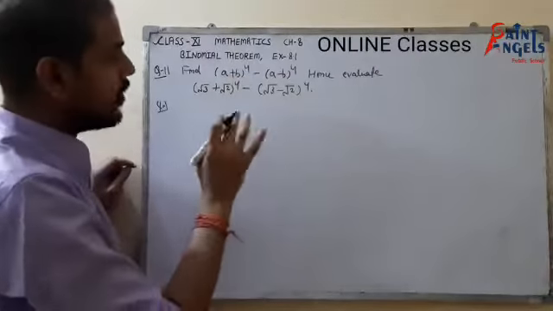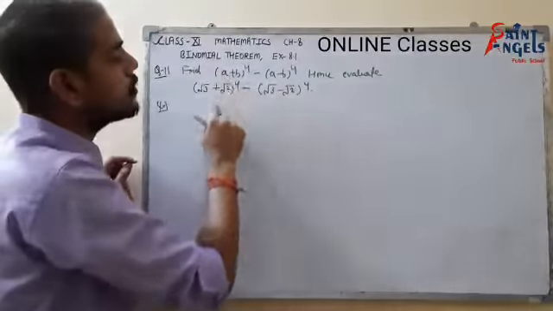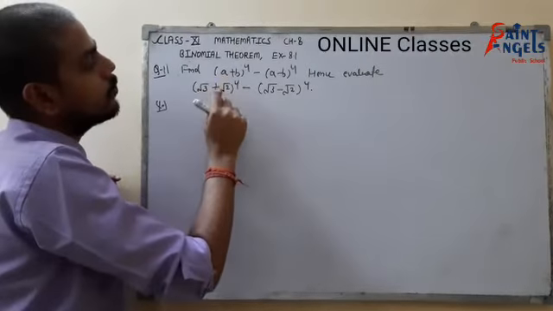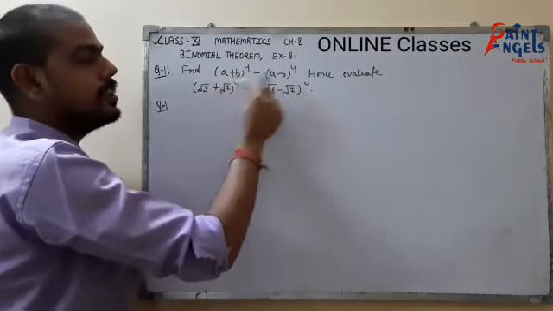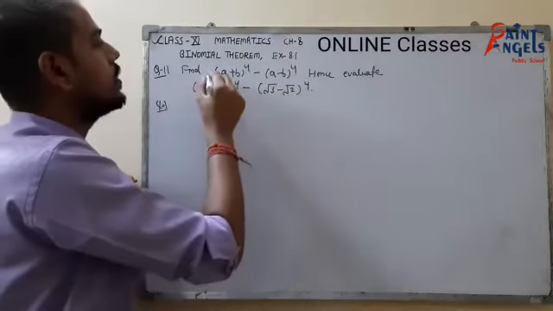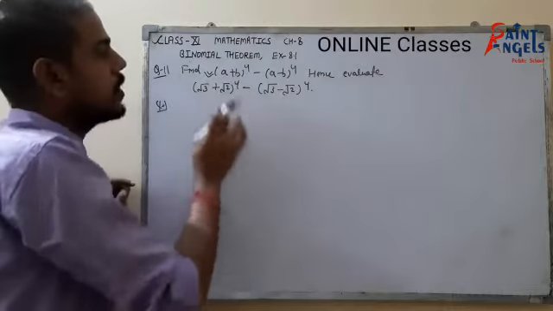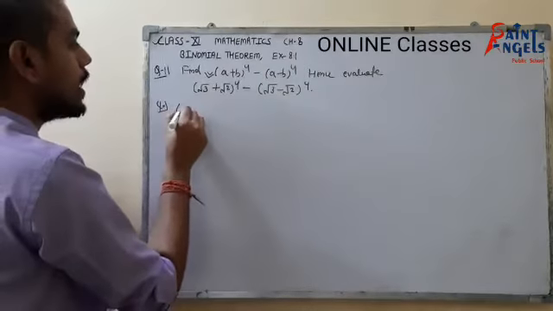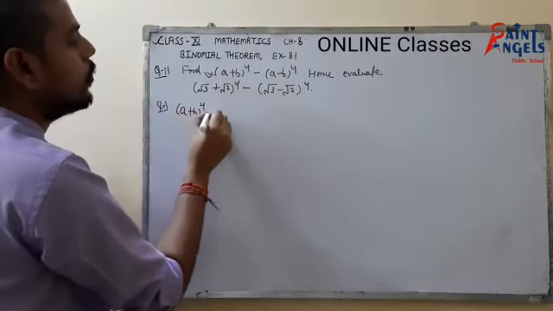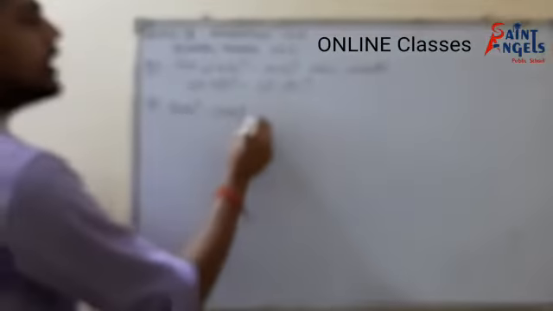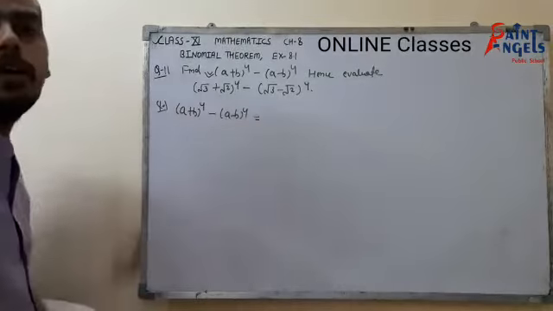If you look carefully, these two expressions are the same. If I put root 3 in place of a and root 2 in place of b, they are similar. So if I find the value of this expression, I can easily find the value of the other expression. So first of all, find this. We have (a + b)^4 − (a − b)^4. Okay, so it would be equal to what? Now open the binomial expansion.